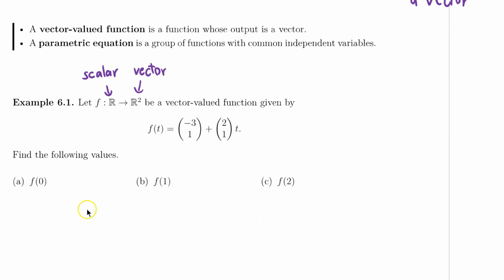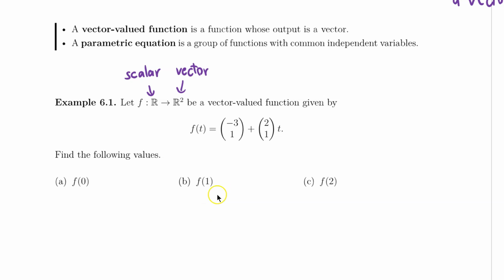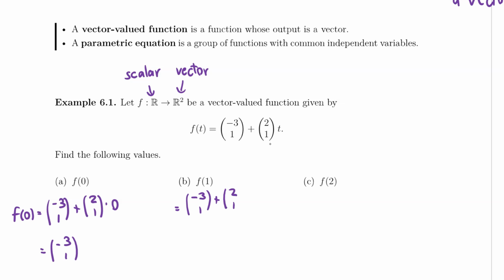If I want to compute f of 0, well, it looks complicated, but it's actually not that bad. I can compute this by just plugging in t equal to 0. So it's going to be negative 3, 1 plus 2, 1 times 0, so I get negative 3, 1. Okay, let's try the next one. f of 1 is going to be negative 3, 1 plus 2, 1 times 1, and this is going to be negative 1, 2.